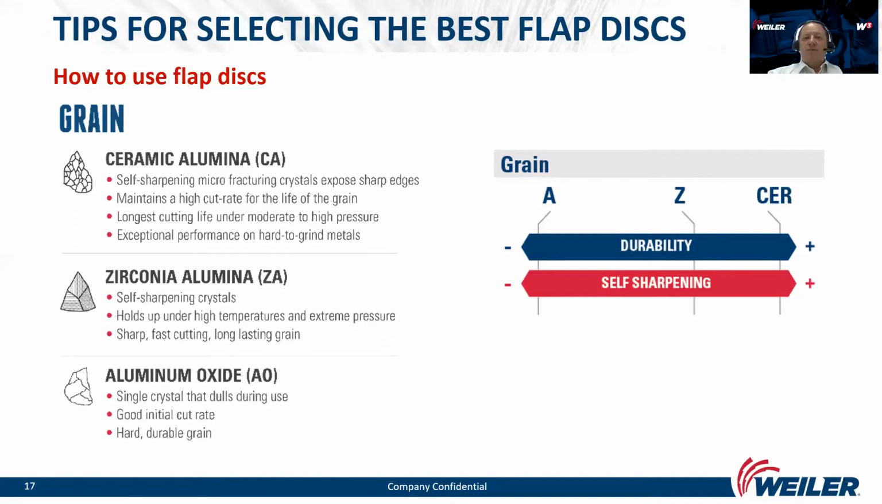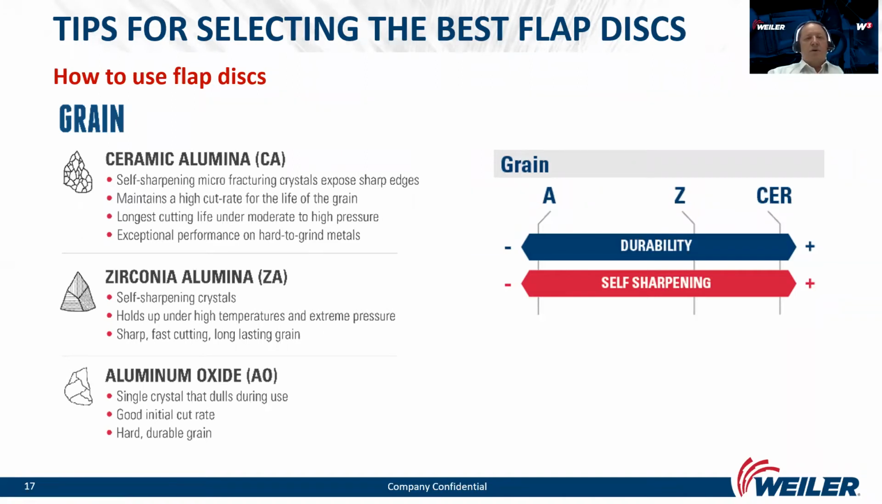We are producing flap discs also with silicon carbide grains. These discs can be used for marble, plastic, glass, and for other soft materials. Zirconium alumina grain gives good stock removal. This is also a self-sharpening grain, and in combination with top coat allows cool grinding. Aluminum oxide grain is a durable grain, good for wood, metals, and non-ferrous materials. That is for softer materials.